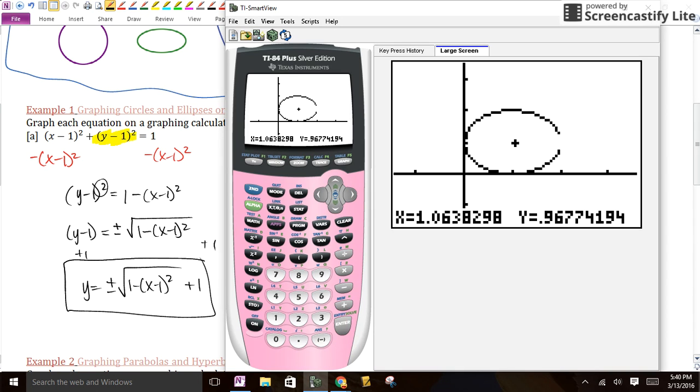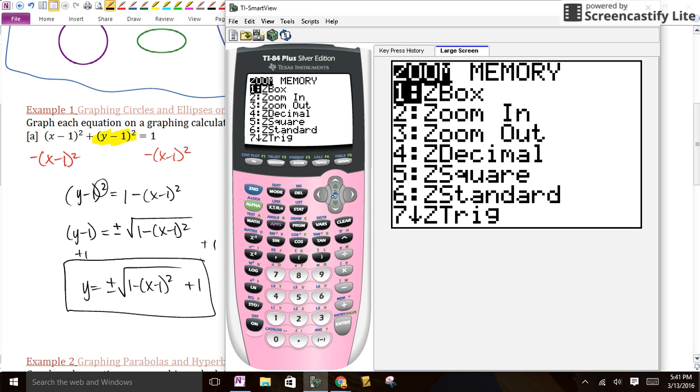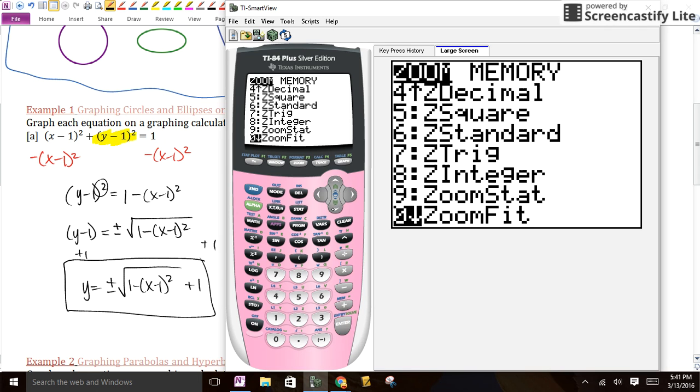That looks to me like maybe an ellipse, maybe a circle. Now, if you want to be the perfect kid, you might notice that your window is rectangular on your graphing calculator. So in the zoom feature, there's also one, I think I have to scroll down, called zoom square. And what that'll do is force your calculator to graph X's and Y's the same. Oh, there it was, number 5.